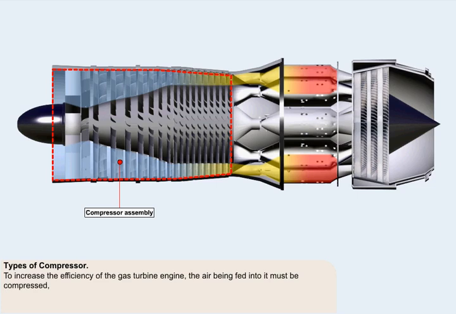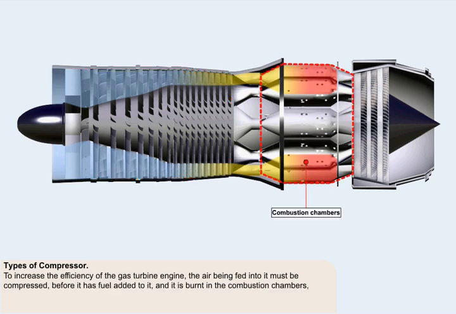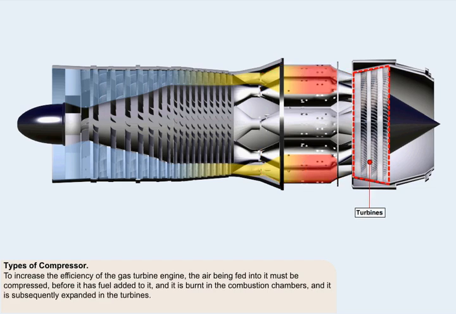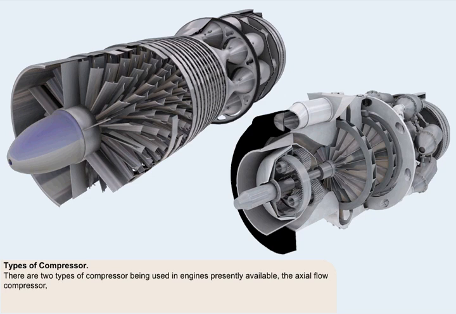To increase the efficiency of the gas turbine engine, the air being fed into it must be compressed before it has fuel added to it, and it's burnt in the combustion chambers, and it's subsequently expanded in the turbines. There are two types of compressor being used in engines presently available.